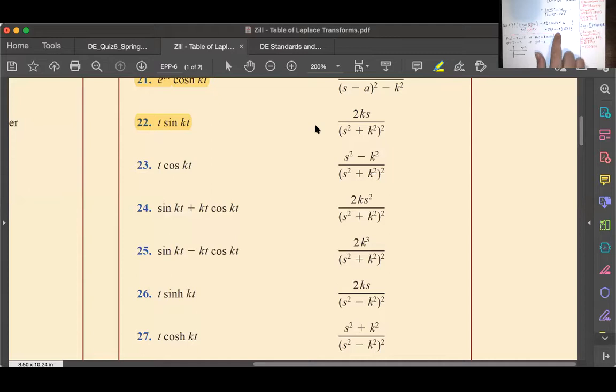So I've got a t times sine of t here. Entry number 22 looks like that. It's t times sine of kt. The number in front of your t is your k, so k is equal to 1. So according to that rule, the Laplace transform of t times sine of kt is right here. It's 2 times k times s over s squared plus k squared, quantity squared. So if our k is 1, this is 2 times 1 times s over s squared plus 1 squared, which is 1, quantity squared.